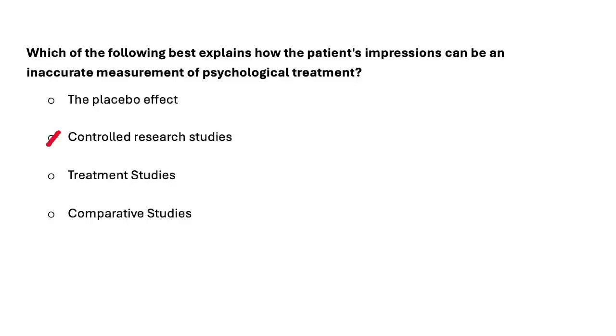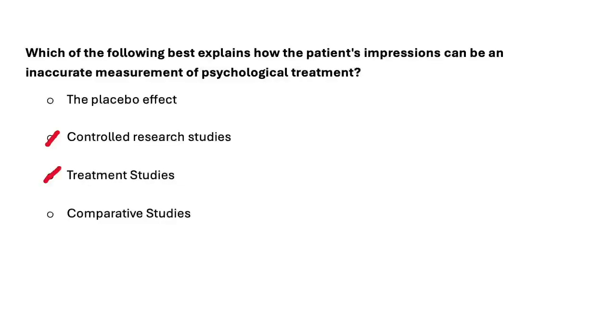We can begin by eliminating controlled research studies. These studies are designed to reduce bias and measure outcomes accurately through standardized procedures. They address the problem of inaccurate impressions, they don't cause it. So this choice would be off track. Next, we can eliminate treatment studies. While treatment studies assess the effectiveness of interventions, they don't specifically explain why a patient's subjective impressions could be misleading, so this would not be our best option.